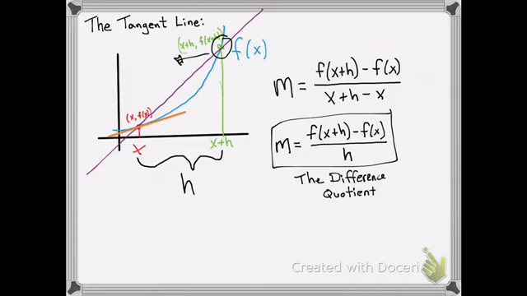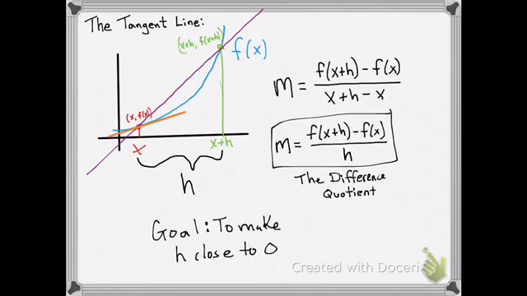Well, how do I do that? If I'm going to bring that green dot closer to the red dot, then my goal is to make h close to 0. Because if h is 0, then that means the 2 dots are right on top of each other. But I can't do slope with the same coordinate, so I don't want h to actually be 0, I want h to get close to 0.